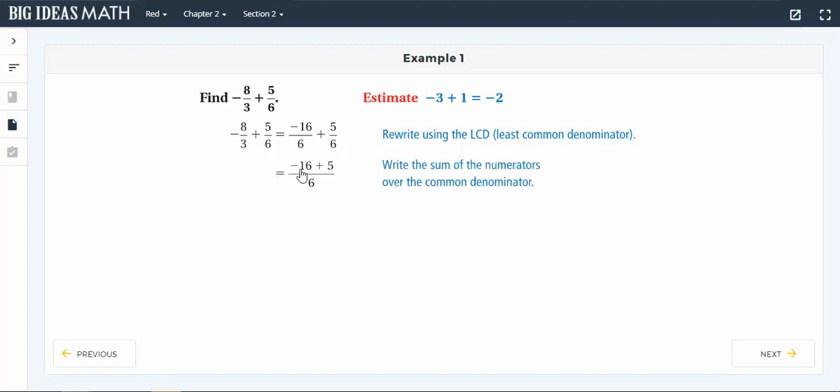And you remember when we have -16 plus 5, my negative is bigger. It's actually a subtraction problem, and I'll give it a negative sign. So this should be -11/6. But remember, we cannot leave it improper.